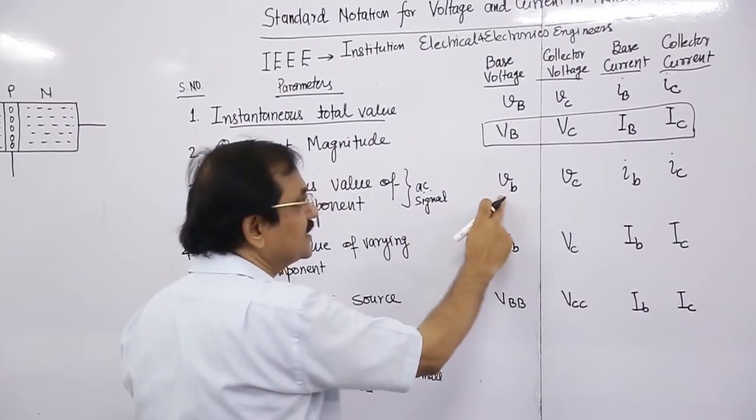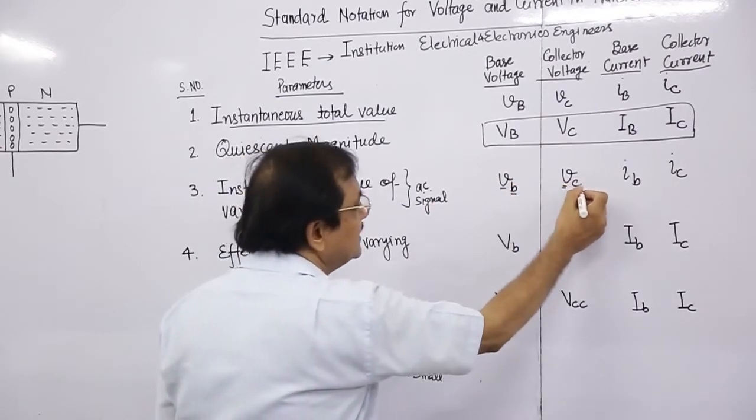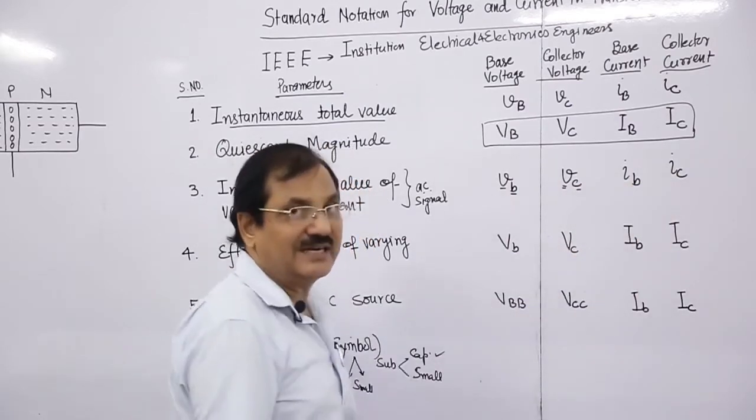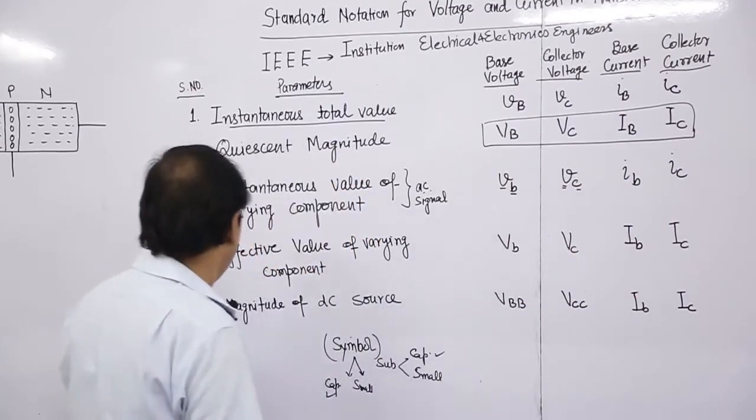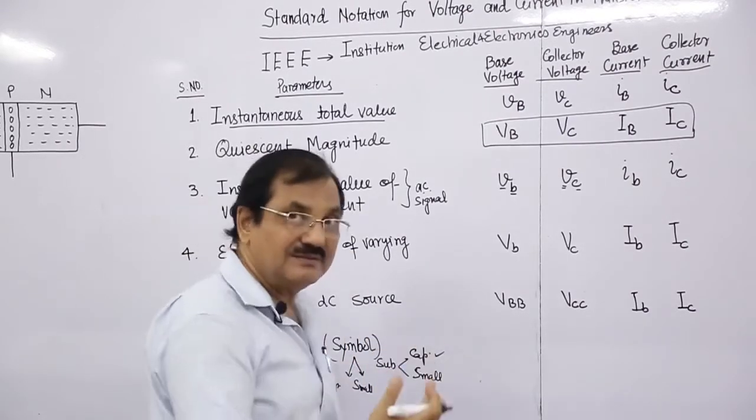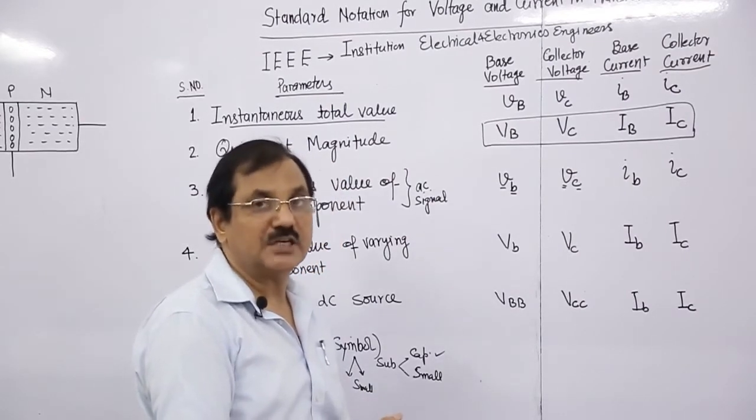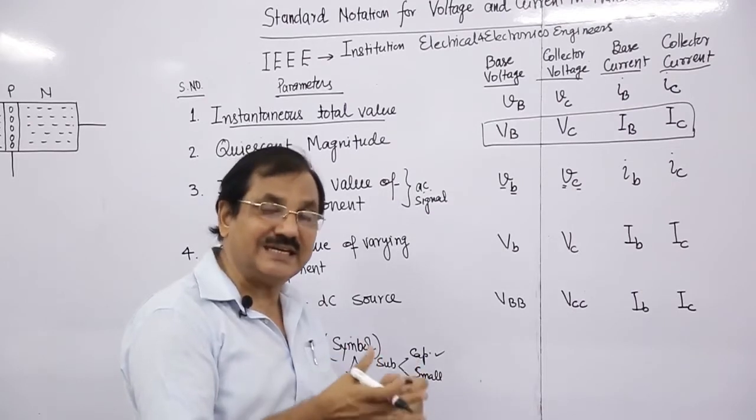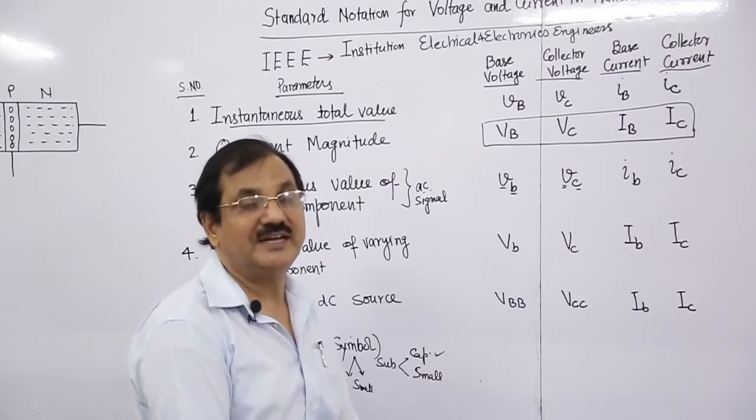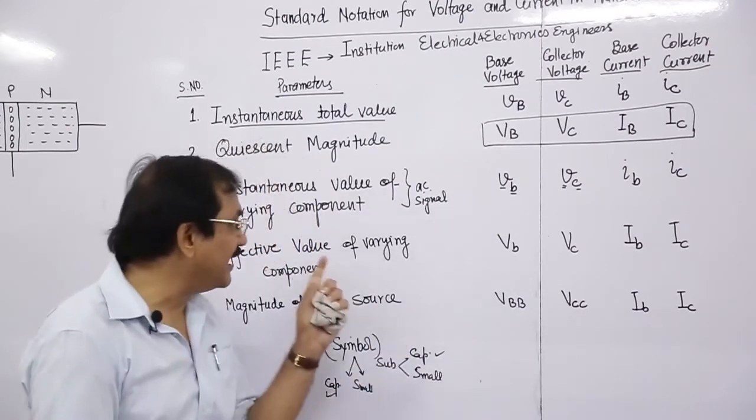So, AC signal is small v_b, small v_c, small i_b, and small i_c. Now, the effective value of the varying component: how does this varying component make an effect in the transistor? That means how much biasing nature it creates, where it is forward bias and where it is reverse bias.